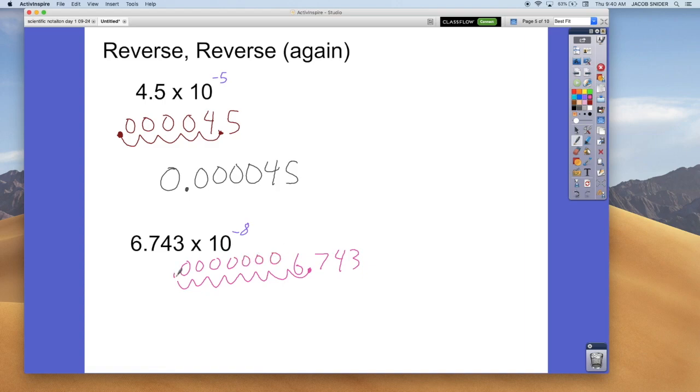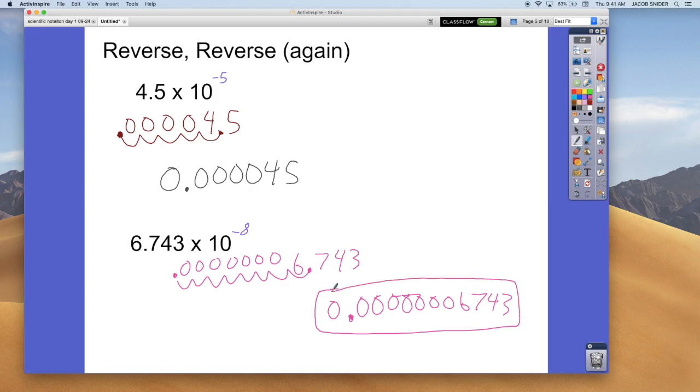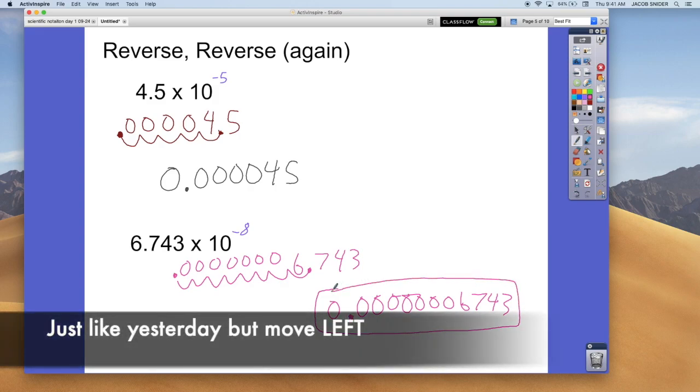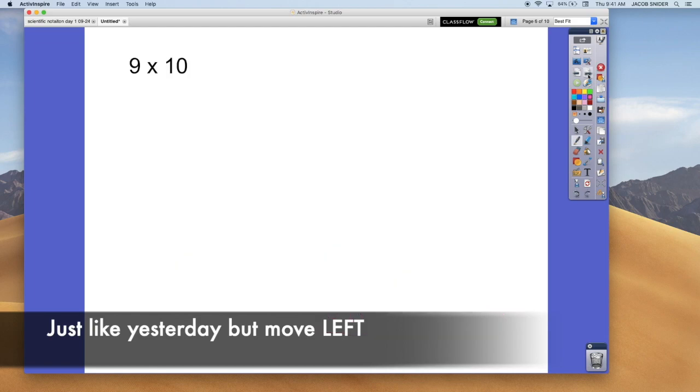Some of you may be seeing the pattern here of how many zeros I'm going to add. My new number is going to be 7 zeros, 6, 7, 4, 3. I like throwing that 0 in front just so I know where that decimal point is. It's not just a random mark on my paper. Okay? All right. Not too bad today, I hope.